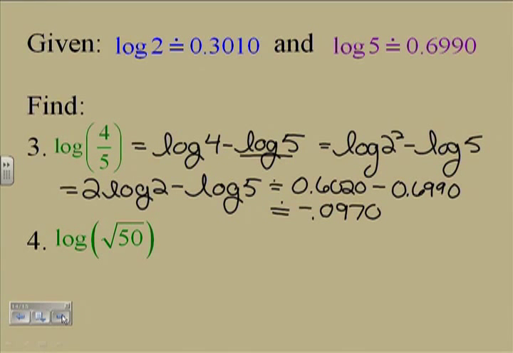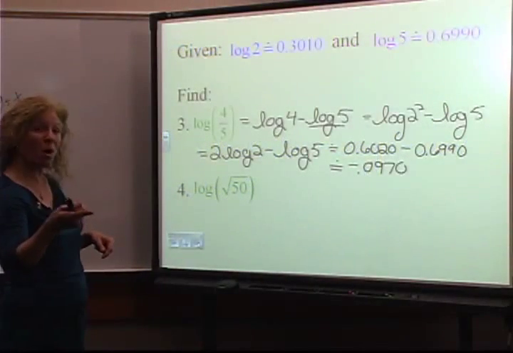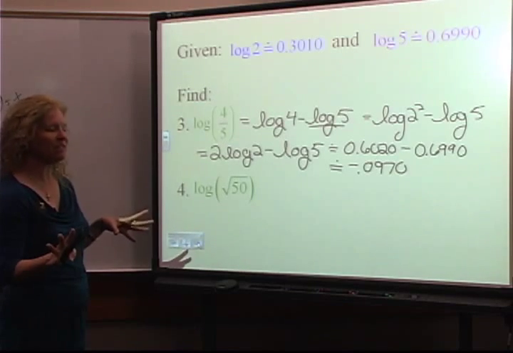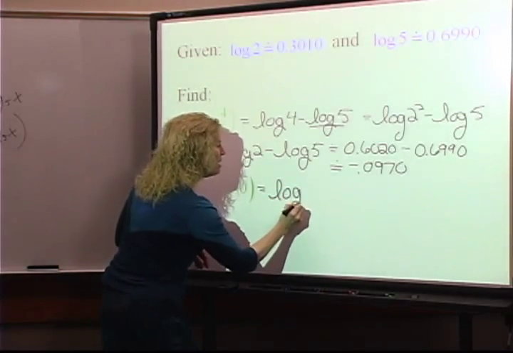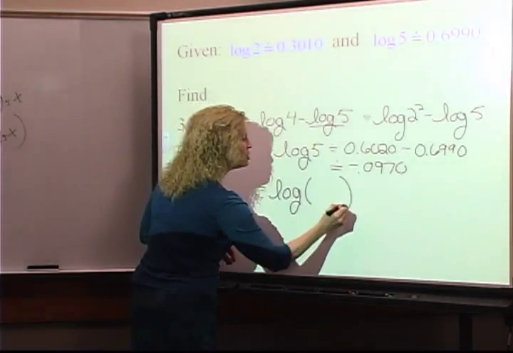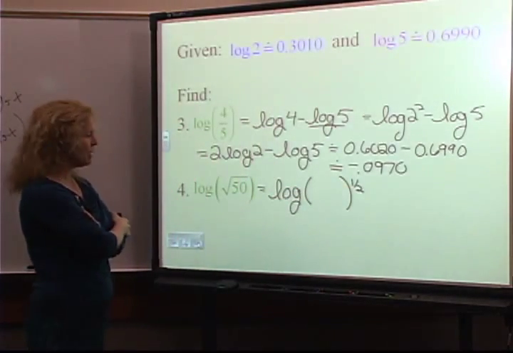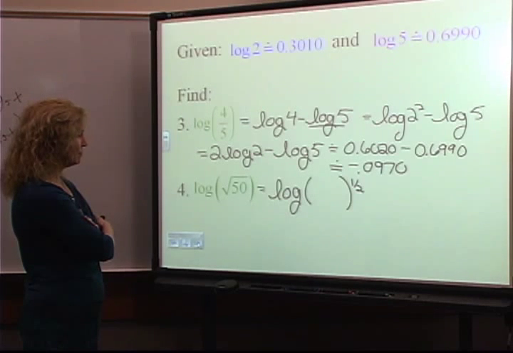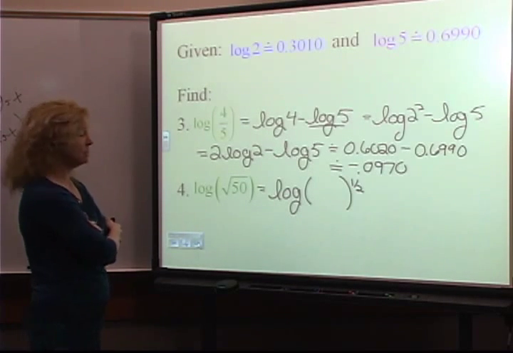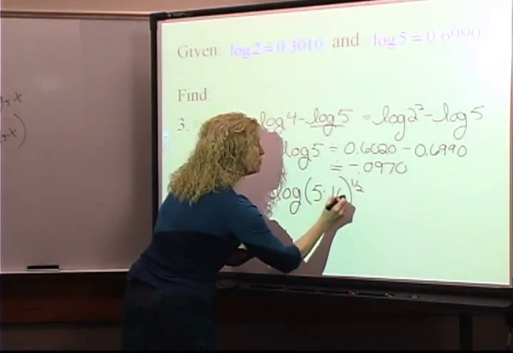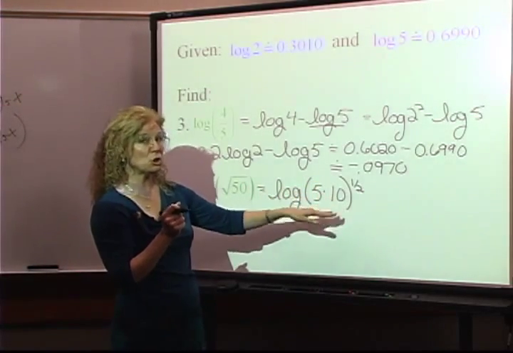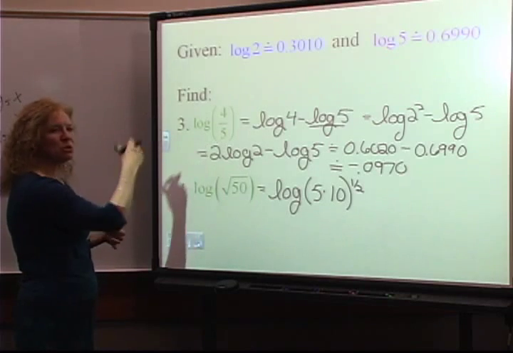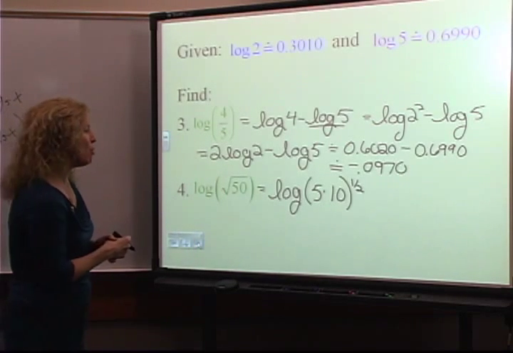Now, how about the log of the square root of 50? Well, hey, we can deal with that square root, right? Because the square root is the 1/2 power. So we just have to figure out how we deal with the 50. Okay, so let's see here. This would be the log of something to the 1/2 power. Now, how can we break down 50? Well, we could just say 5 times 10, couldn't we? That's one option. The other option is I could make this 5 squared times 2, but I don't necessarily want to deal with both of those decimals. So I think this may be easier for me.